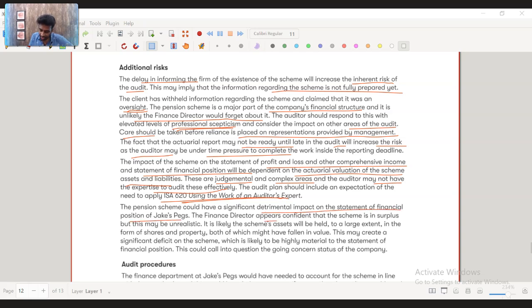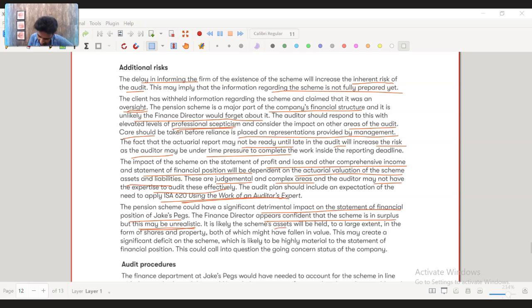The finance director appears to be confident that the scheme is in surplus, but they may be unrealistic. So just because the finance director is confident, we cannot proceed with the audit. We have to take it step by step. We need to get the evidence of the actuarial report. We need to send it to our expert. The expert will evaluate the actuarial report. He might take another 1 or 2 days to review the report and give us an opinion.